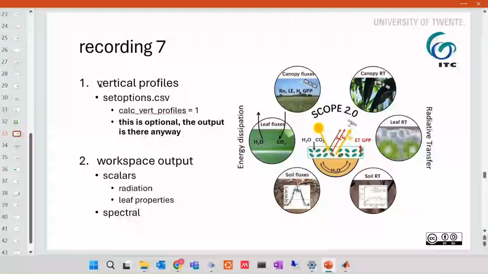Now you know not only how scope computes vertical profiles, but also which four streams of radiation we trace. See you in the next videos.